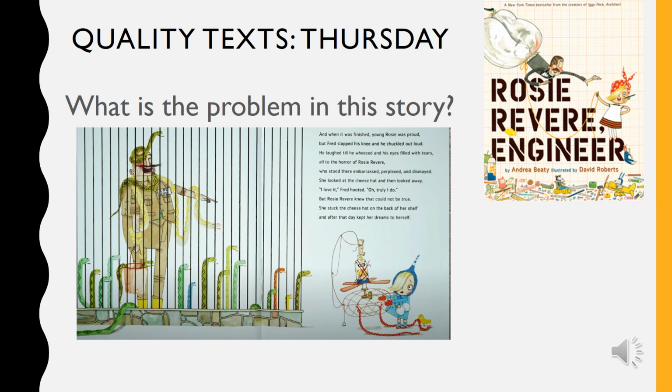So the man pointing and laughing at Rosie was her Uncle Fred. She created a cheese hat for him to keep the pythons away, as he's the zookeeper. But once she gave it to him, he started laughing at her invention, which made Rosie really embarrassed and upset. Would you feel embarrassed and upset too if you created something and you were really proud of it and someone laughed at you? That's when Rosie decided she didn't want to be an inventor anymore, an engineer, and she wanted to keep her dreams to herself.